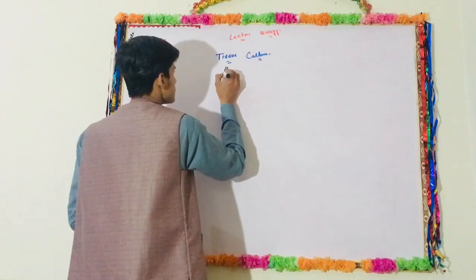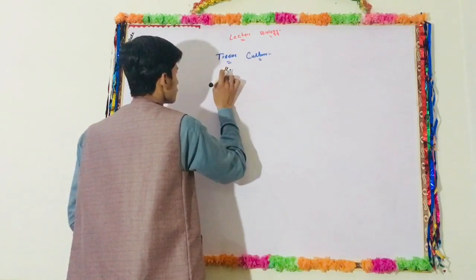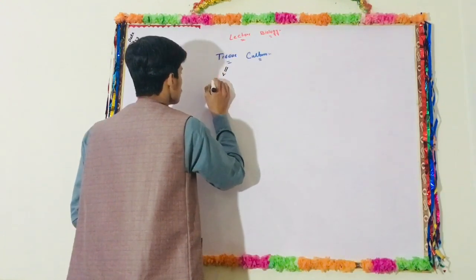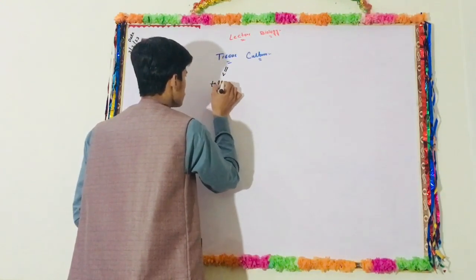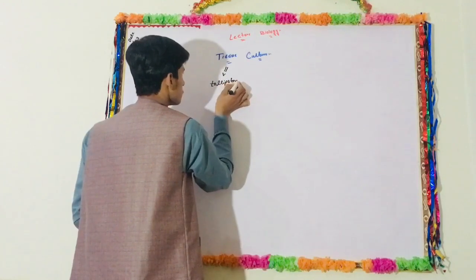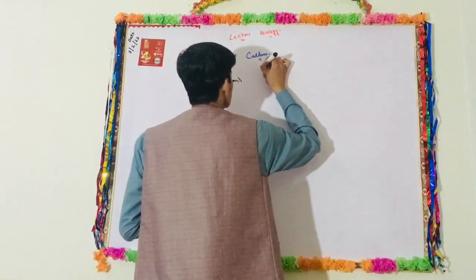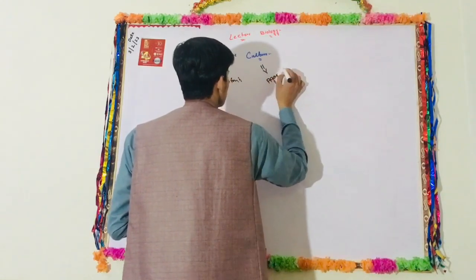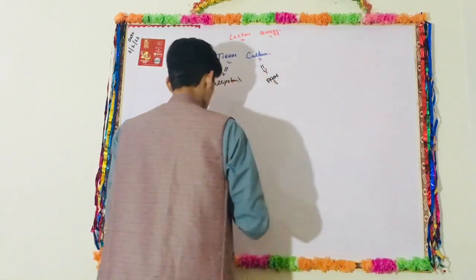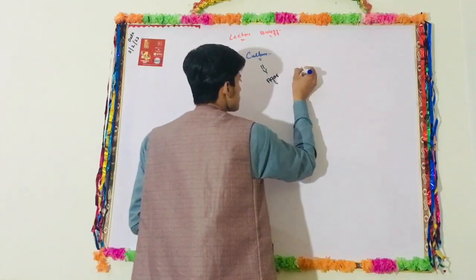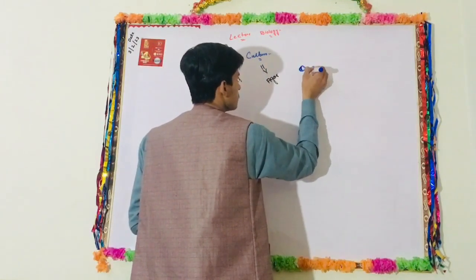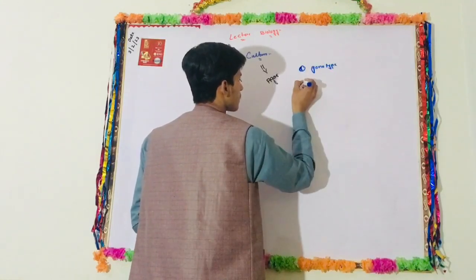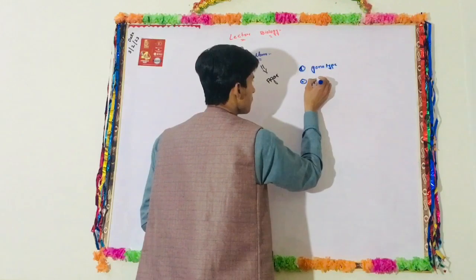Tissue means totipotent. Culture means agar. The first one is genotype. The second one is phenotype.